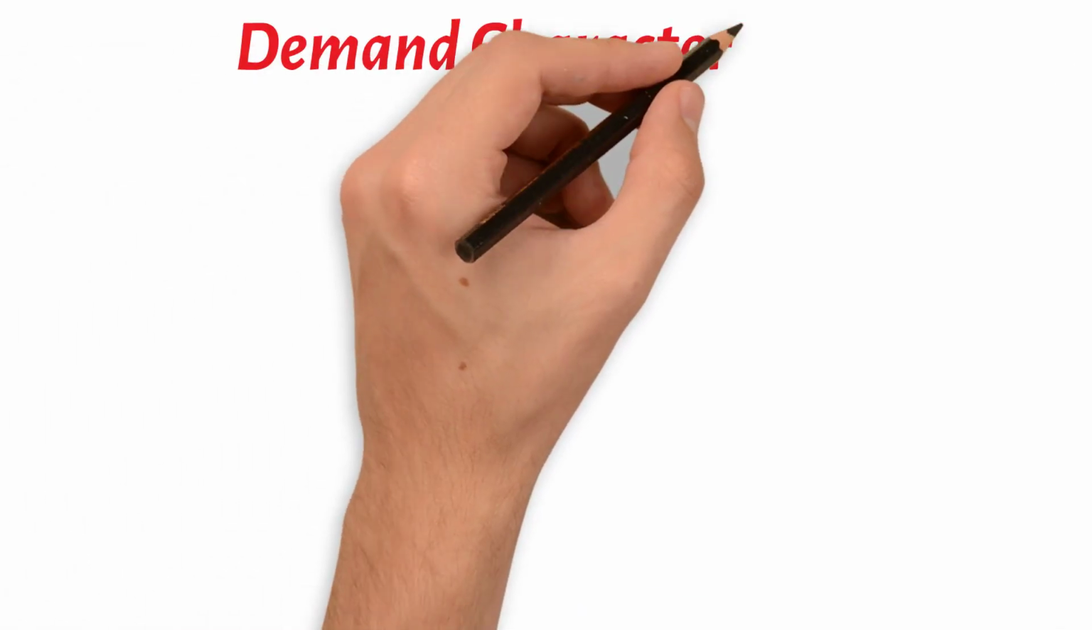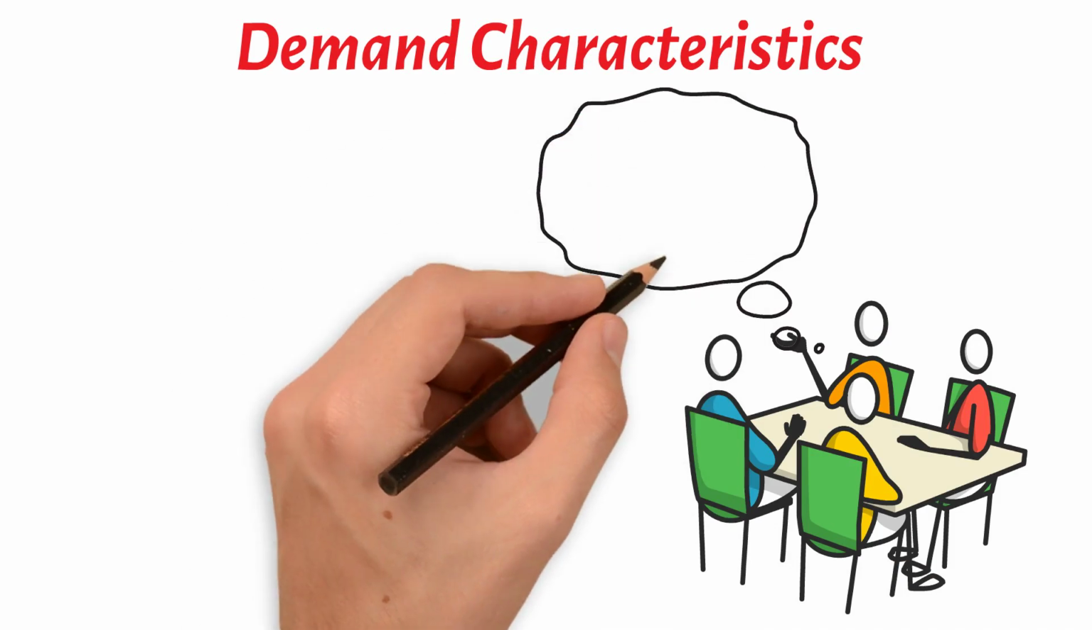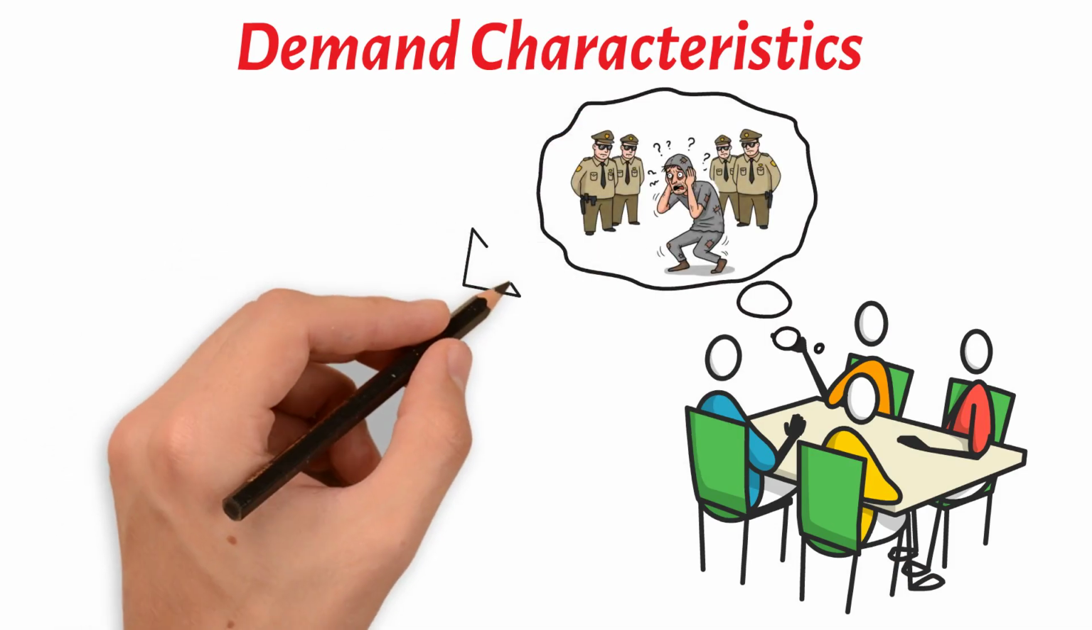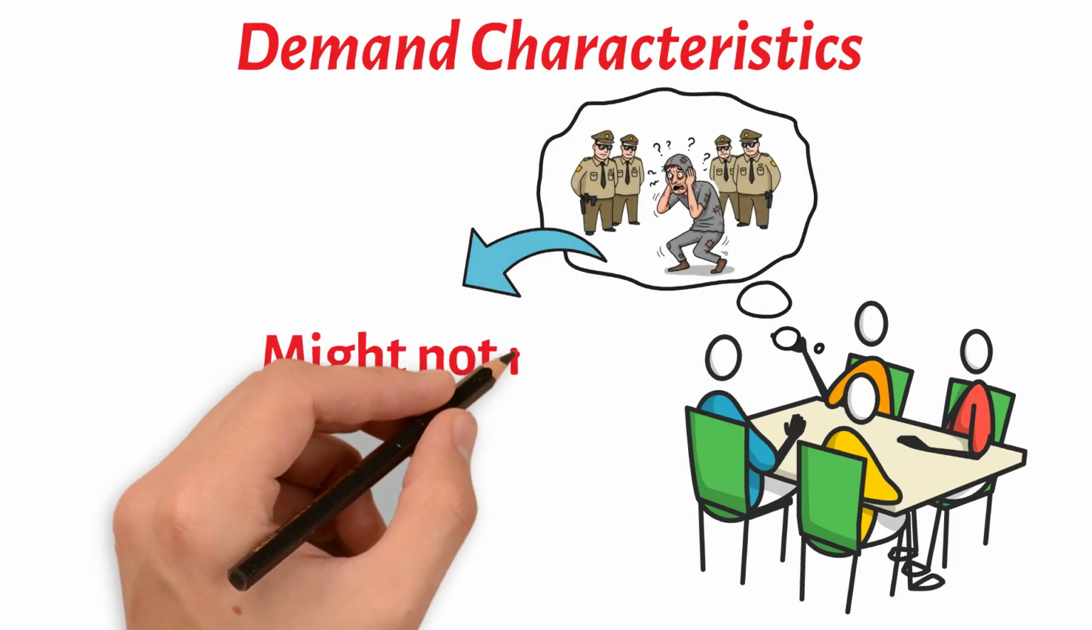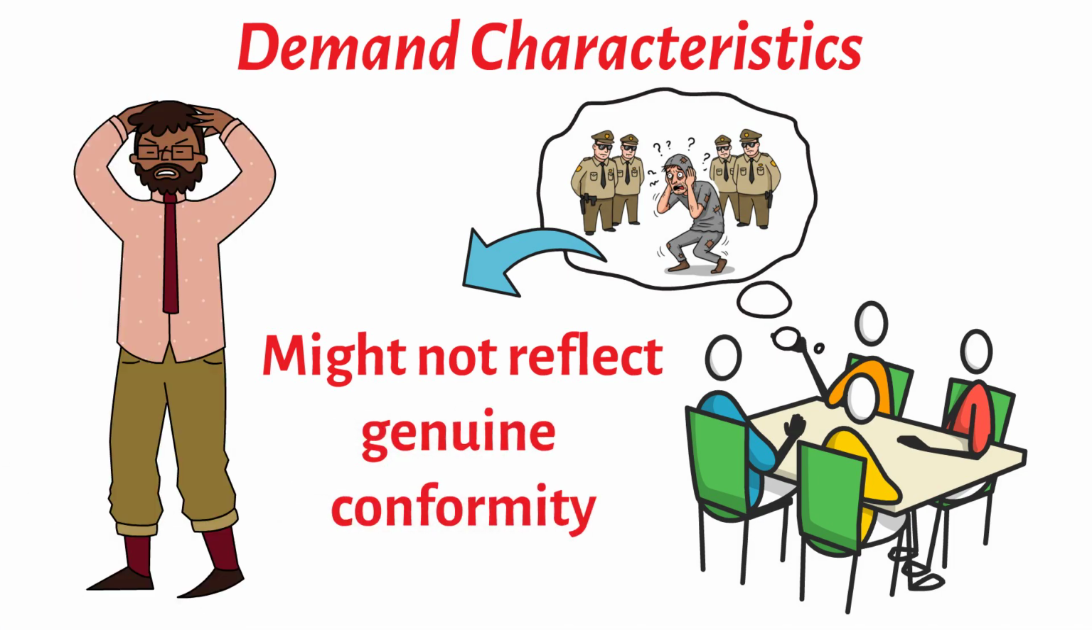Demand characteristics. Critics argue that participants may have simply been acting in line with stereotypes, guards imitating prison movies, meaning behavior might not reflect genuine conformity. This threatens the ecological validity of the findings.